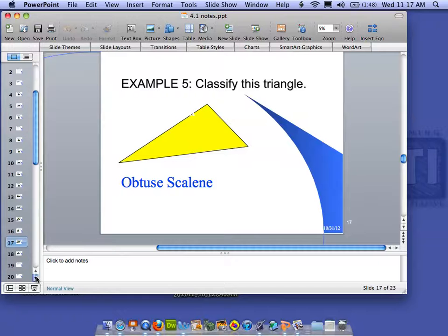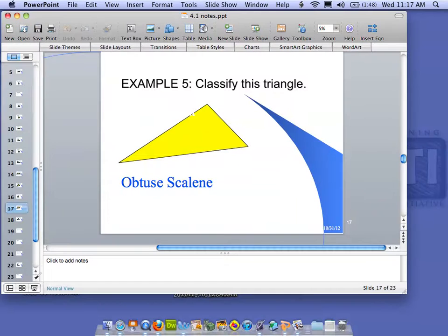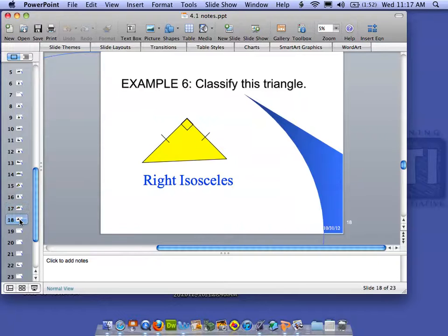Example number 5. Again, notice where there is an obtuse angle here, greater than 90 degrees, and no sides are the same. That's obtuse scalene. Example number 6, we have one right angle and we have two congruent sides, so that's right isosceles.